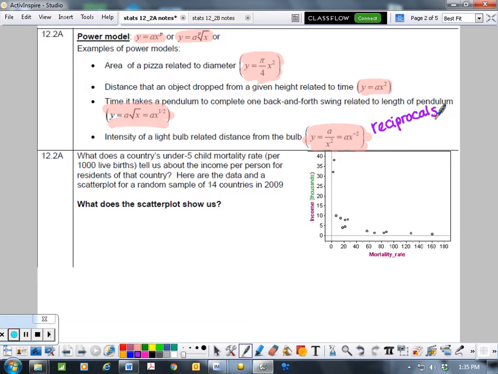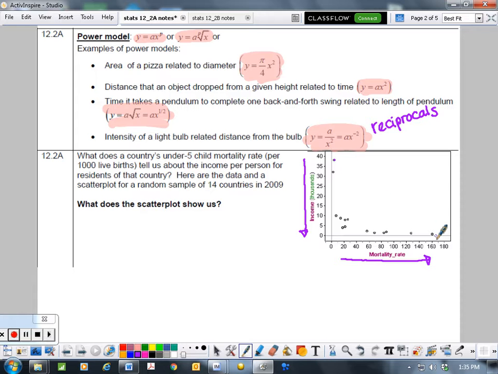Okay, so here's our sample problem. What does a country's under 5 child mortality rate tell us about income per person for the residents of that country? Here are the data and a scatter plot for a random sample of 14 countries in 2009. So what we're seeing is, as I increase my mortality rate, are the dots going up higher or are the dots going lower? And we're starting to see that this value gets lower. Because the dots here are up, and then as I go farther this way, the dots come down lower. So it's almost like it goes down in a negative motion here.